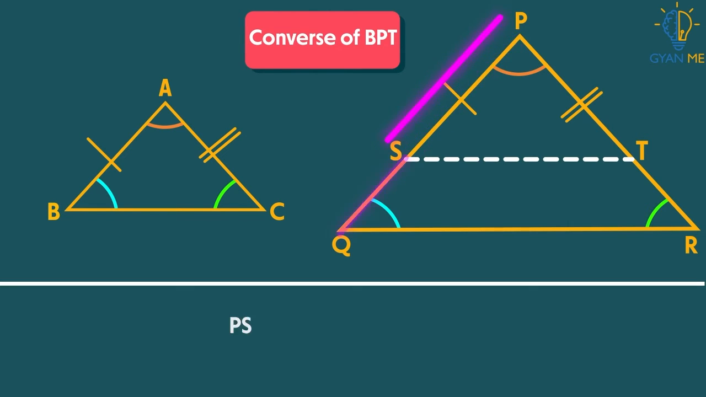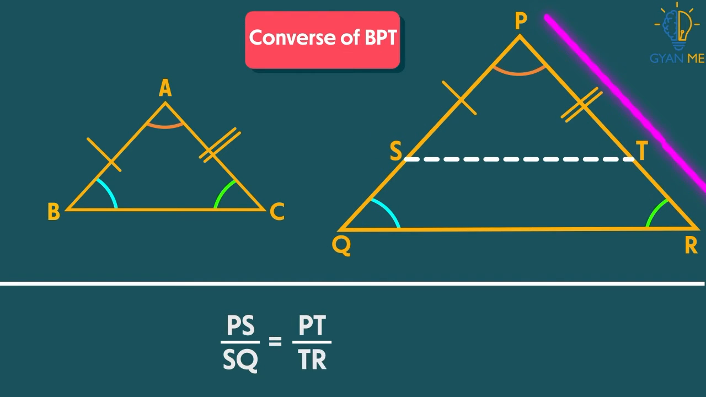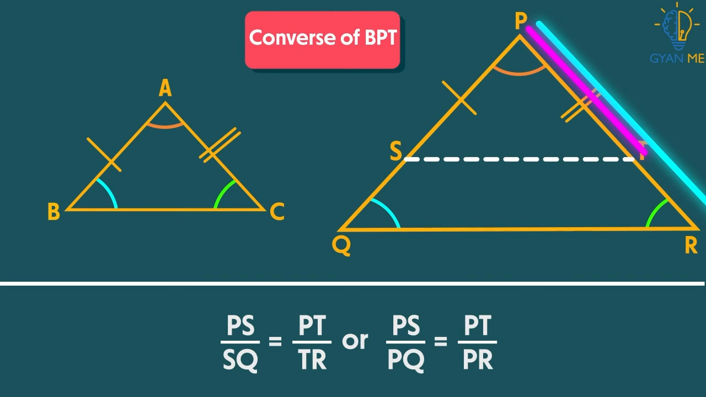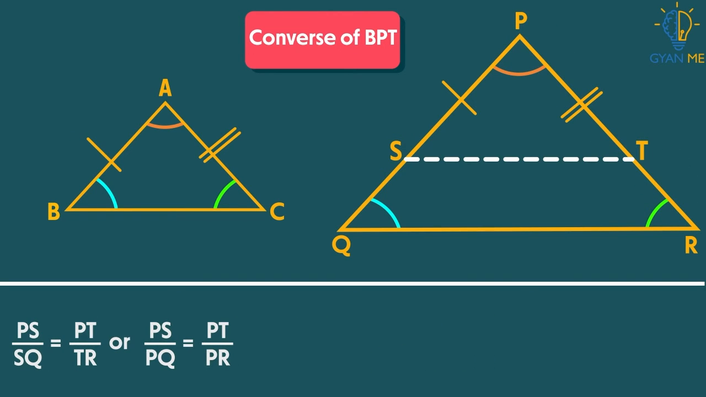That is, PS upon SQ will be equal to PT upon TR, or PS upon PQ will be equal to PT upon PR. Thus, by converse of BPT, we have line ST parallel to QR. Since for these two triangles, sides are proportional, and ST is parallel to QR, the corresponding angles formed by transversal PQ will be equal.